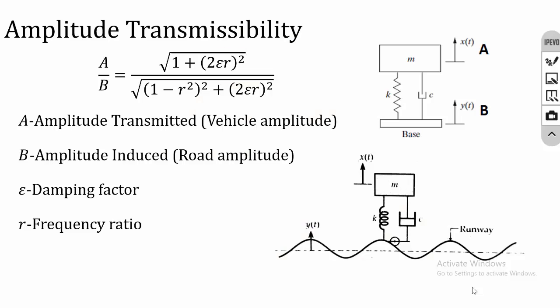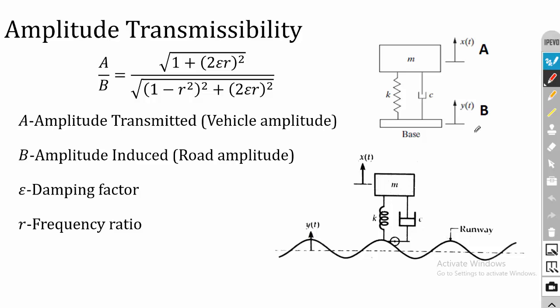In this lecture, I'm going to solve a problem on amplitude transmissibility. Before that, we'll see the equations of amplitude transmissibility. Just like the force transmissibility, the amplitude transmissibility is the ratio between the amplitude of the base and the amplitude of the structure. Here B is the amplitude of the base. For example, if a vehicle is moving on a road, then B is the amplitude of the road and A is the amplitude of the vehicle.